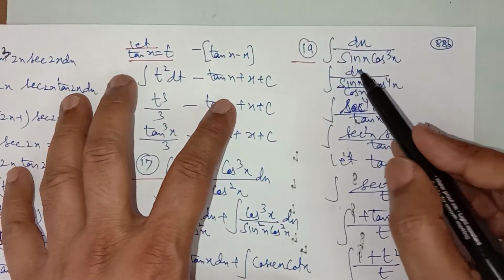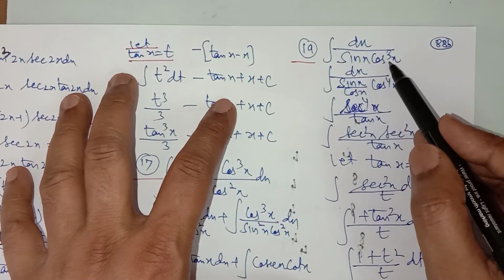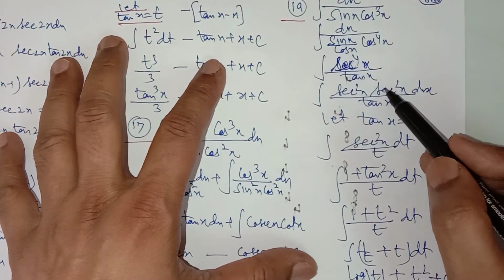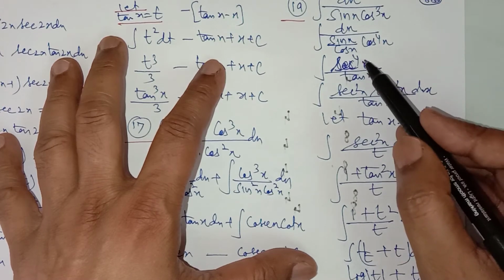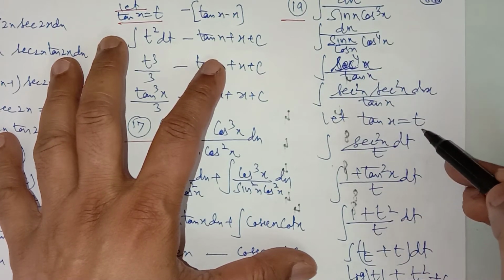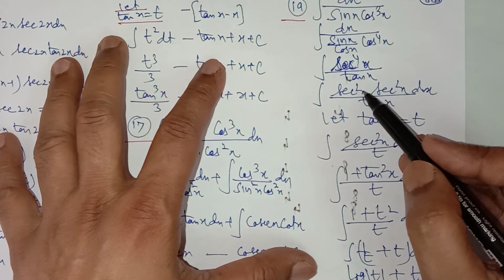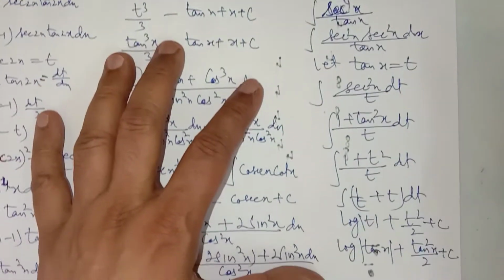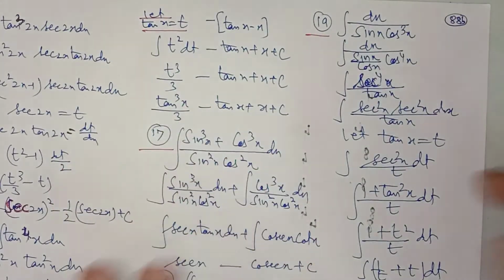Divide and multiply by cos x. Take cos to the power 4 into the numerator, it will become sec to the power 4. Sec square into sec square, so sec to the power 4. Let tan x equal to t. When you replace the value of dx by differentiating it, one sec square will be cancelled out. It will become sec square, and then integrate. So it is a good question.